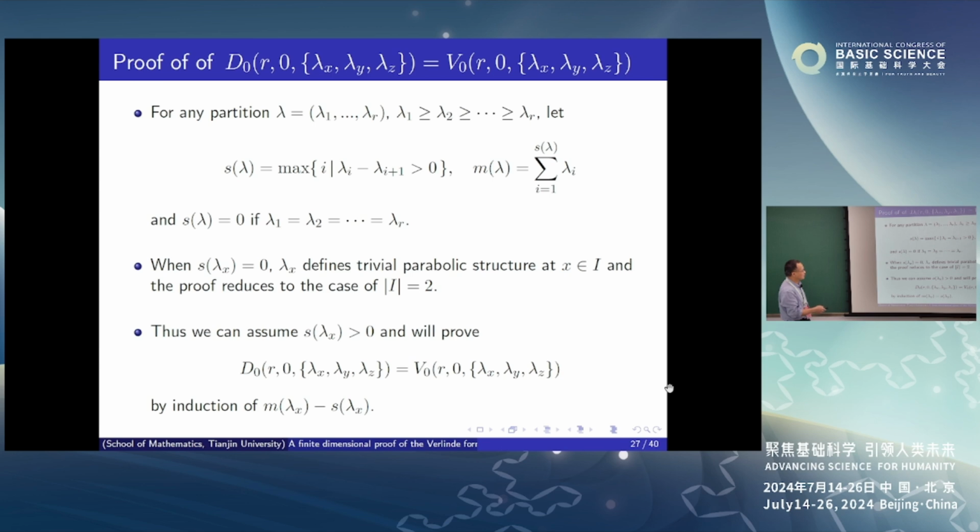So the proof reduces to the case of 2. So we can assume this is larger than 0. Then we try to prove this equality by induction on this difference. I don't know how to suddenly use induction in this way. How to do this?